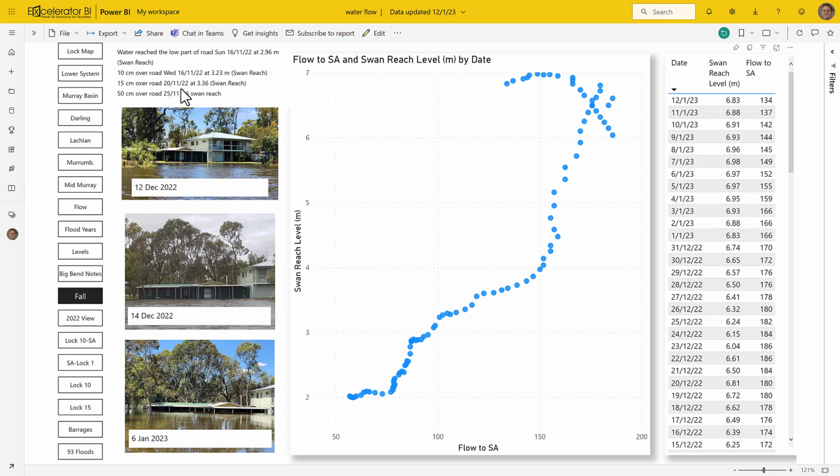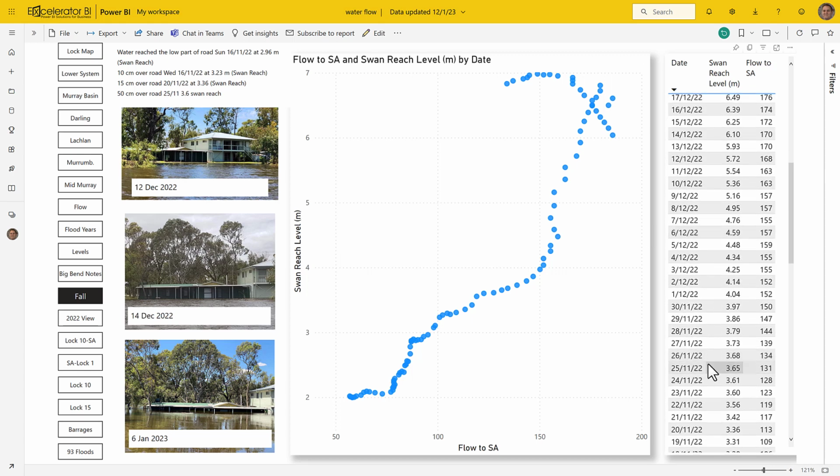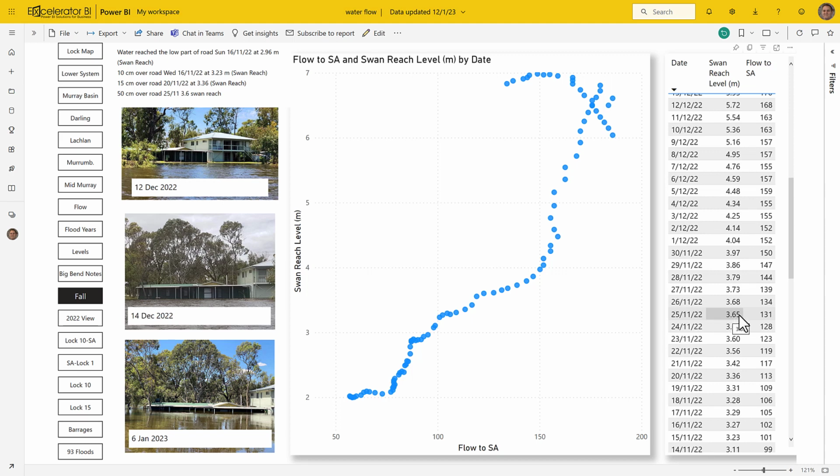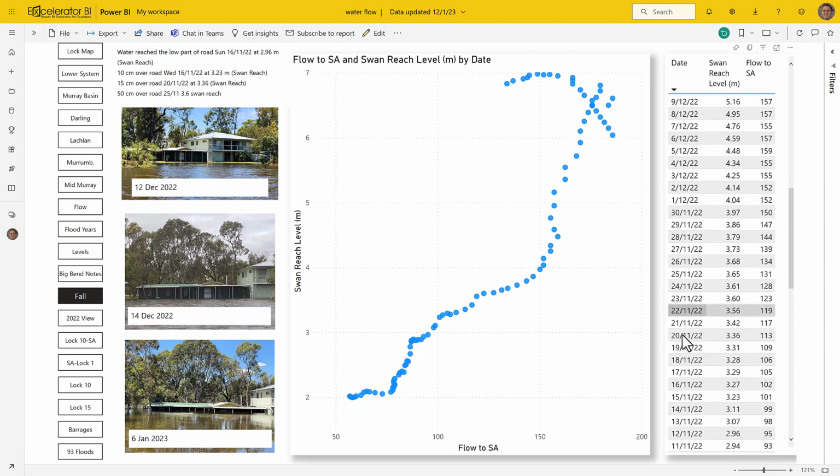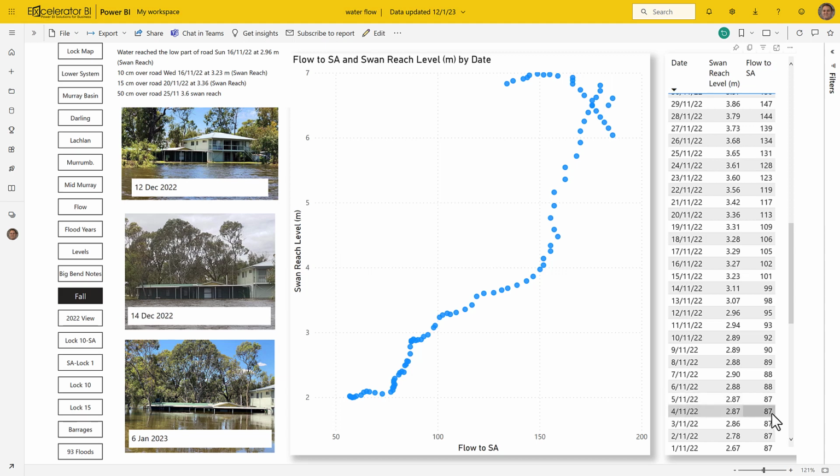The other piece of information that's important is when we'll be able to access the road again by vehicle. If we assume that this is the point at 3.6, this was the 25th of November. So let's go back to the 25th of November, this 3.6 level. The flow to SA was about 131, but of course, that's before the delay. So we need to go back approximately 3 weeks. Let's take it back to the 4th of November, it was about 87. This would suggest that we need the flow to SA to get back to 87, and then wait 3 to 4 weeks after that before we'll be able to access the shacks again.